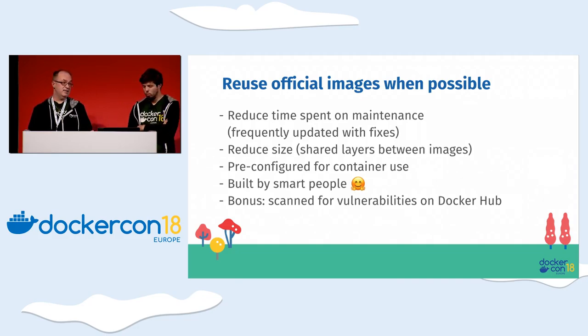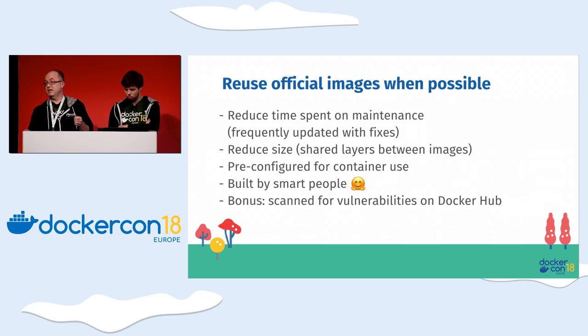It reduces the size, because you may have different projects running Java, different images, and if they use the same base image, you will only have to pull that base image once, and they can all share the same layers. And as I said, they are pre-configured for containers. They are built by smart people. And as a bonus, you can also view on GitHub or on Docker Hub if your official image has possible vulnerabilities. So you can decide to pick a different version or at least be aware that there is an issue.